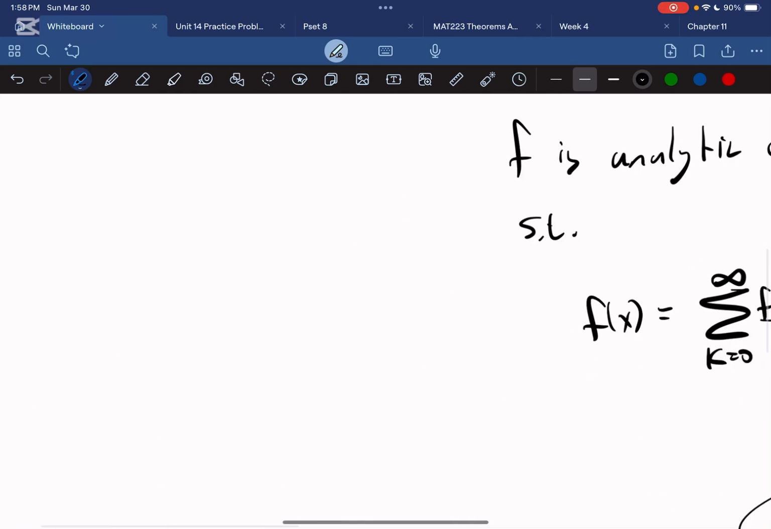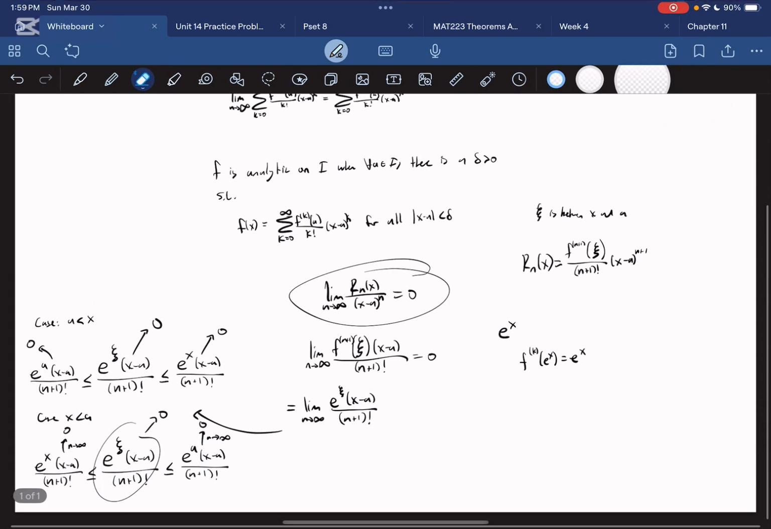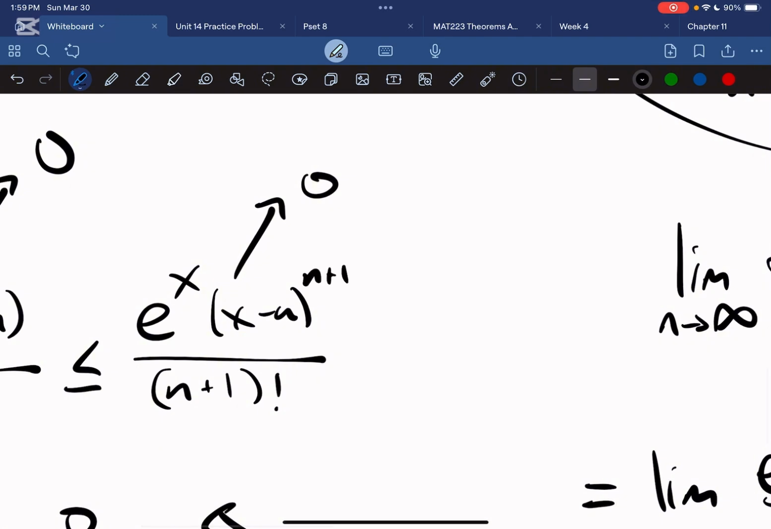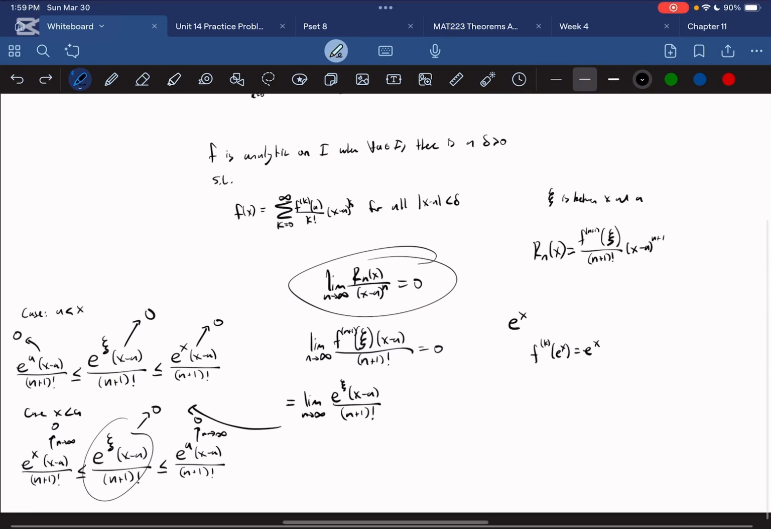I think if you just prove the remainder itself goes to 0, that's also enough. Otherwise you would have n plus 1 here, which I guess you could still do. But anyway, that's how you show a function is analytic. All right, let's move on.